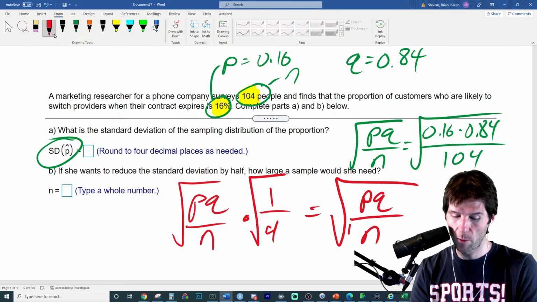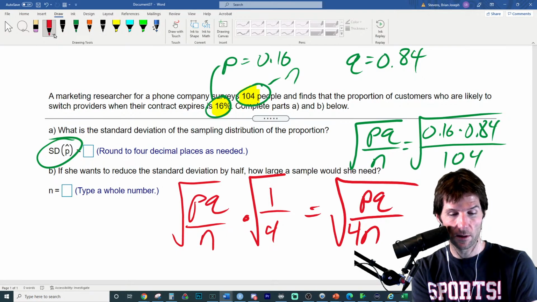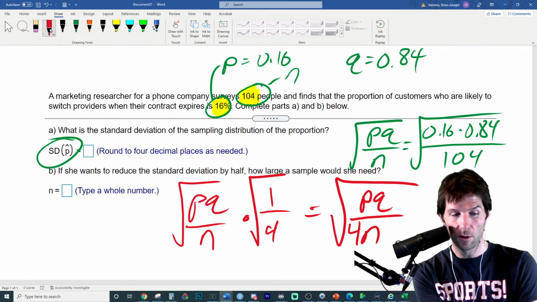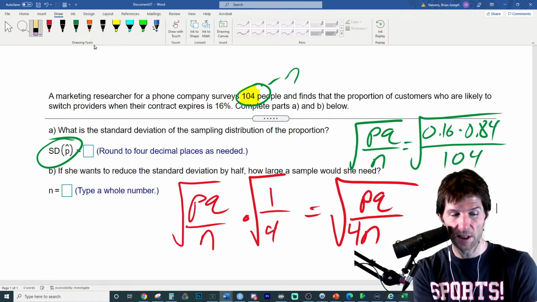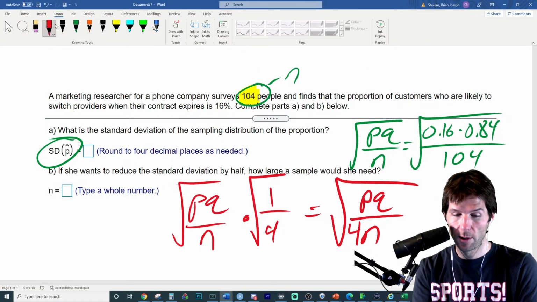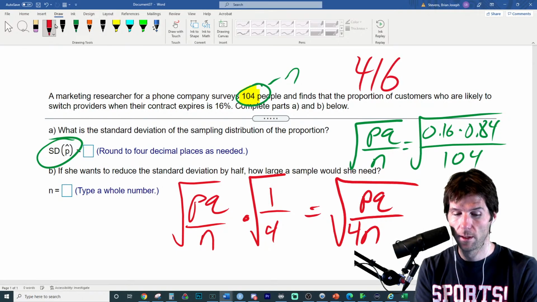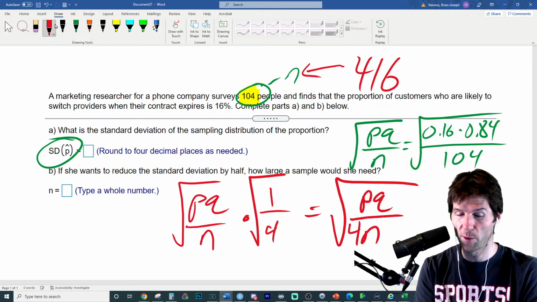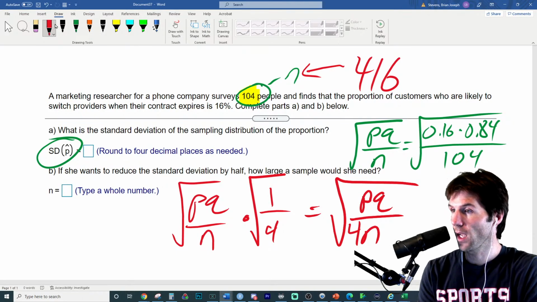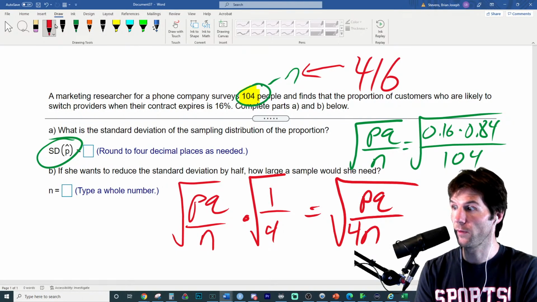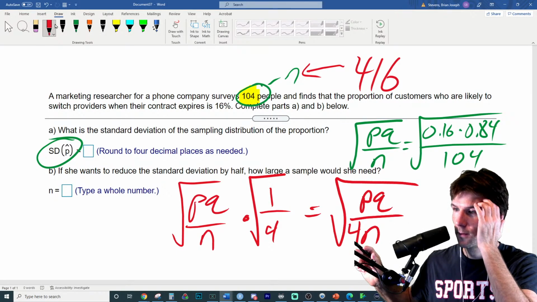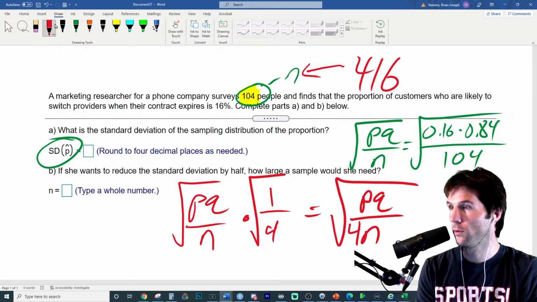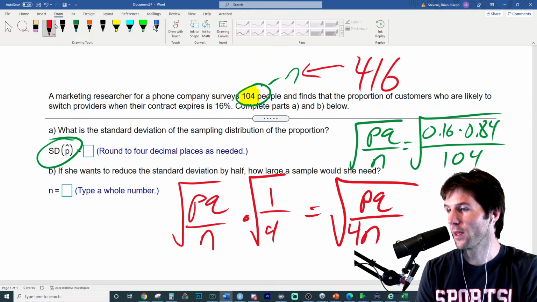Does anyone see what Brian did to solve for his answer of 416? Remember, Brian got the answer of 416. So how did Brian get the answer of 416? What did I do? If I say I want half the standard deviation, I have to take what? The sample size. So what did I do to the sample size to get 416? It always works out this way for this problem.